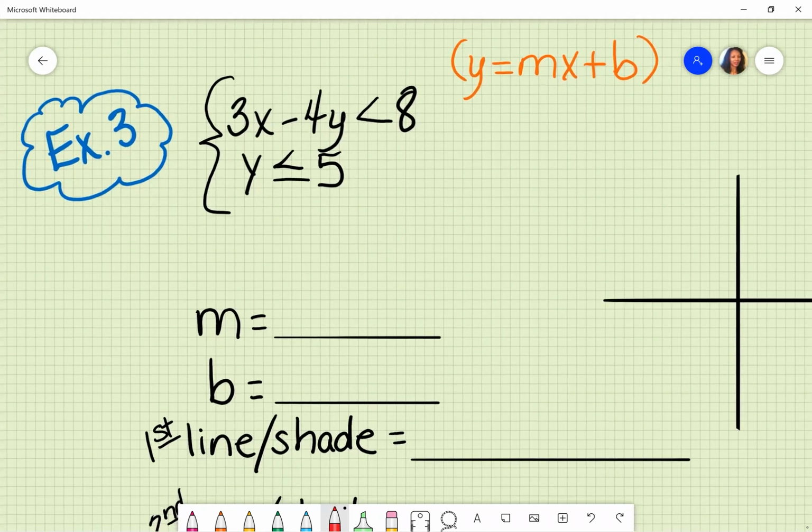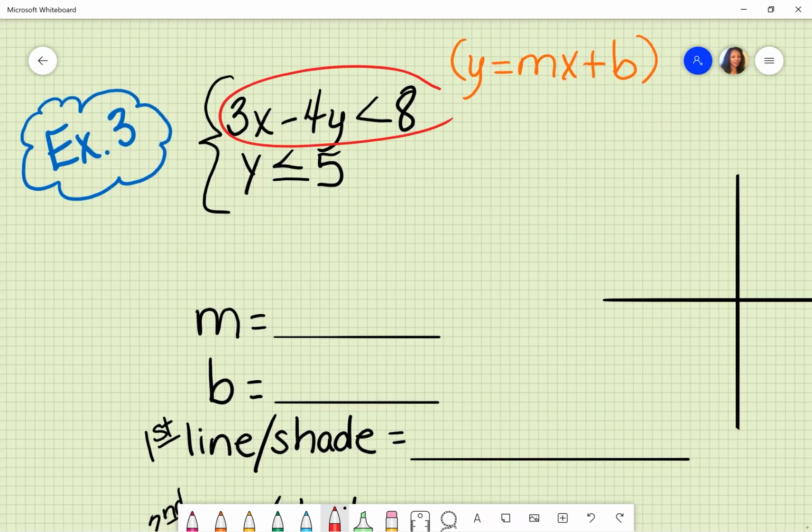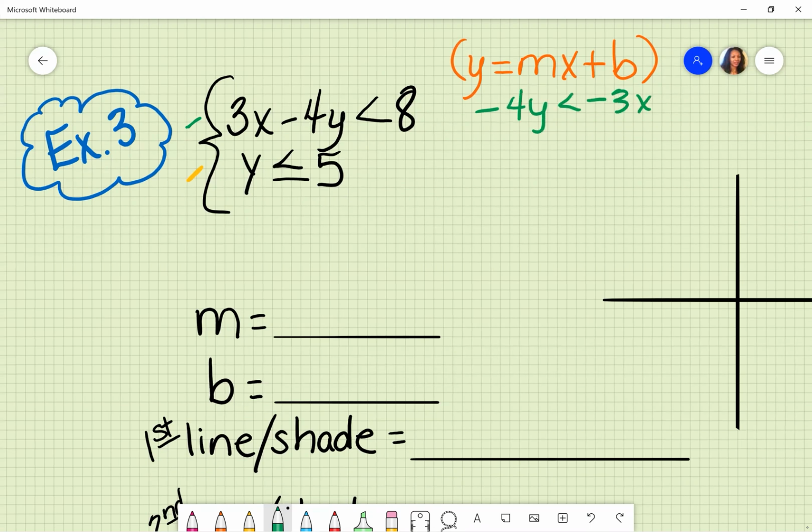This time I see that my actual inequality is not in the slope-intercept form. So let's go ahead and do that first. And I also see that I have systems here. So I'm going to color code it so I can keep track of which is which. The first one, I'm just going to move that 3x over to the other side. So that results in -4y is less than -3x. And I always put my x first so it's in that slope-intercept form.